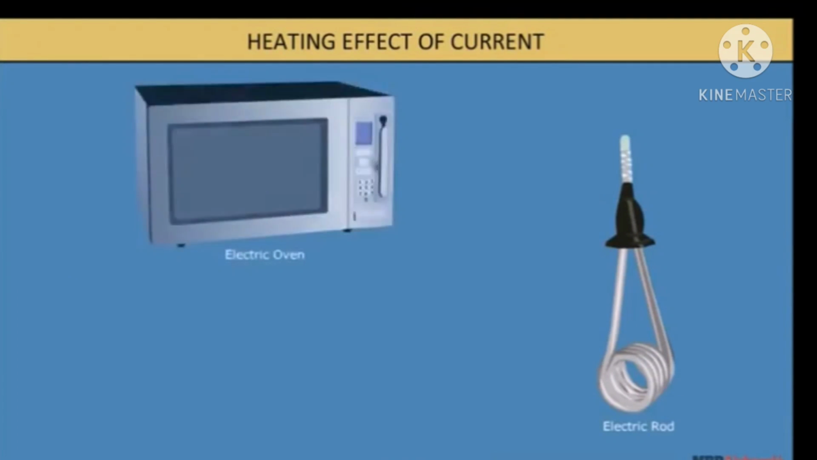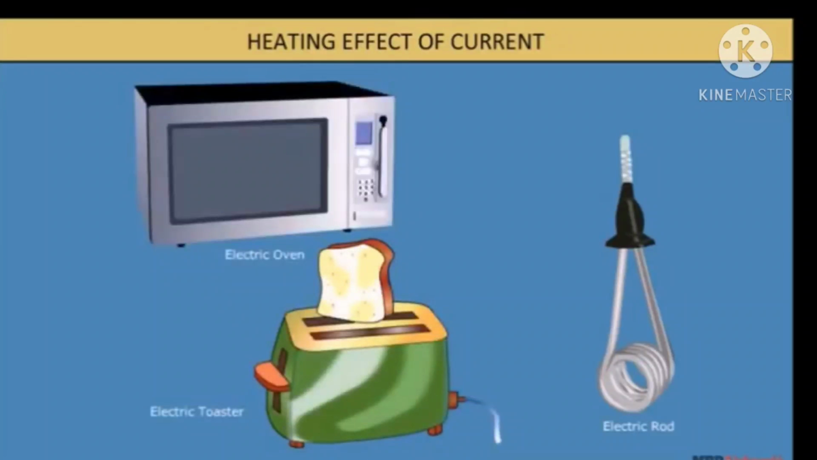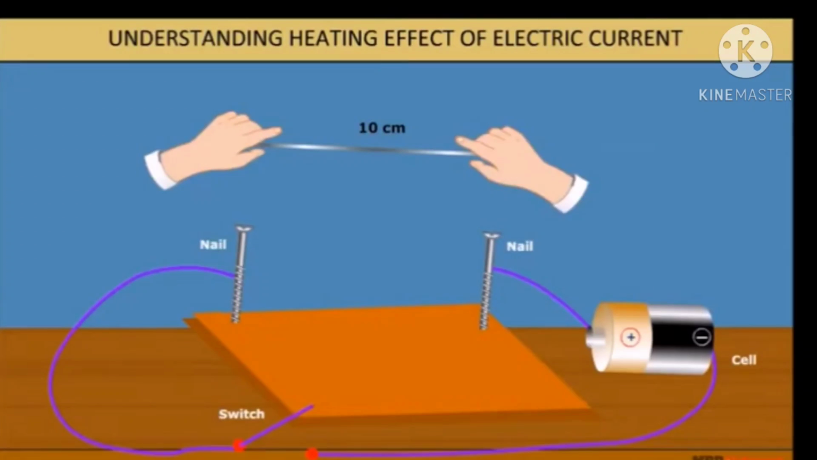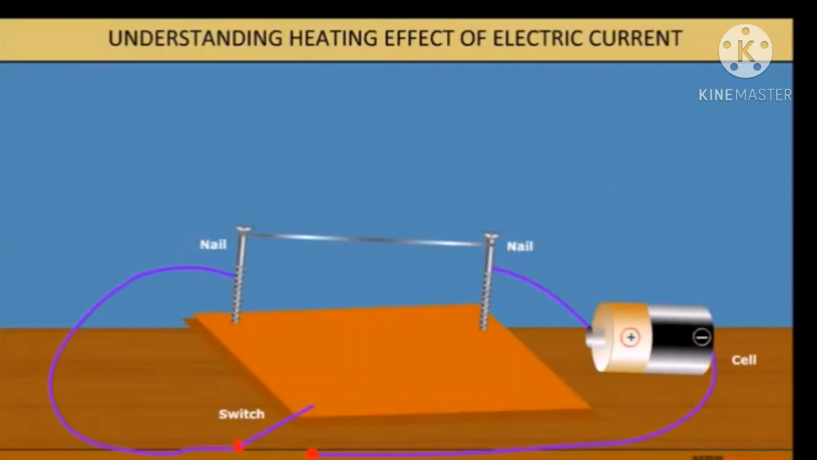Now, do an activity. Take a 10 cm long piece of nichrome wire. Tie it between the nails. Now touch the wire and switch on the current in the circuit by moving the switch on. Touch the wire again, children. Do not hold the wire for a long time and switch off the current. Touch the wire again after a few minutes. We observe that the wire becomes hot when an electric current passes through it. Children, this is heating effect of electric current.